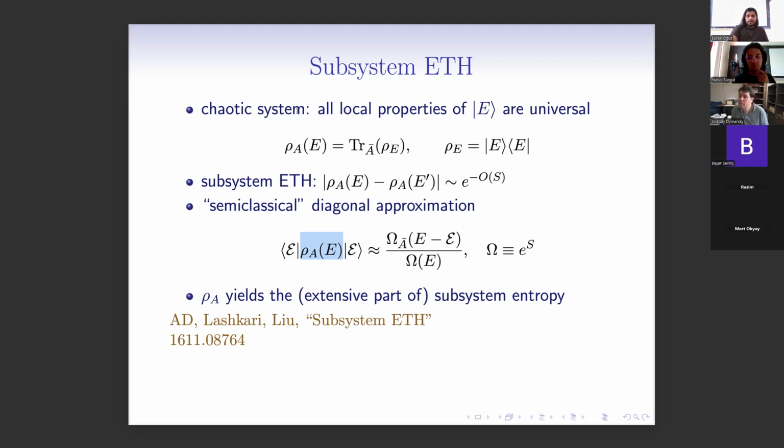Okay. I also have, sorry. Oh, go ahead. So I was going to ask, can we reproduce these results from an algebraic perspective? If we consider the von Neumann algebra acting on the subsystem A and its commutant, which acts on the A bar system, can we reproduce these results?